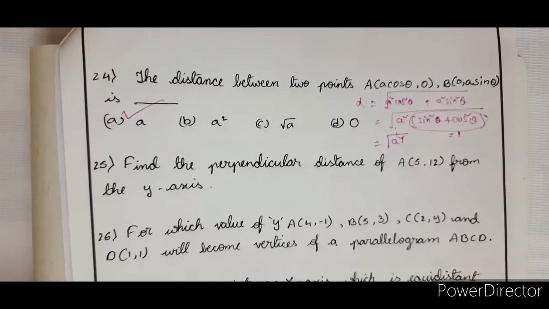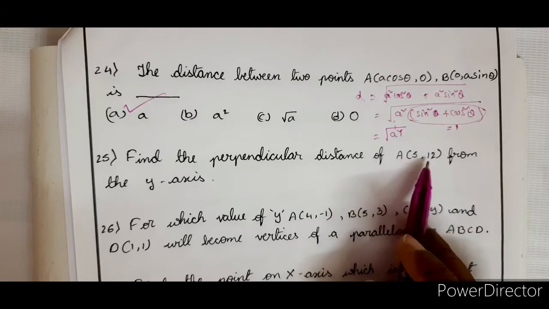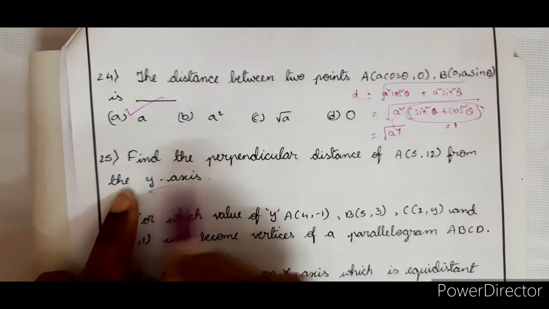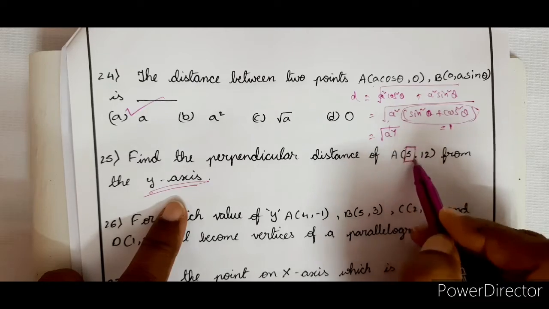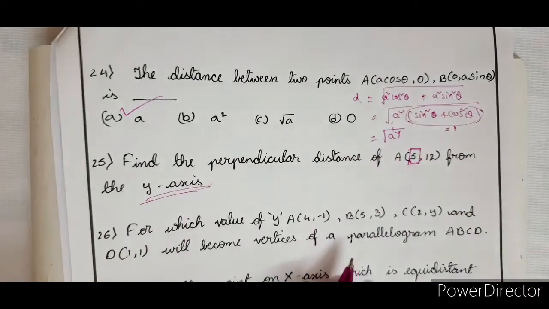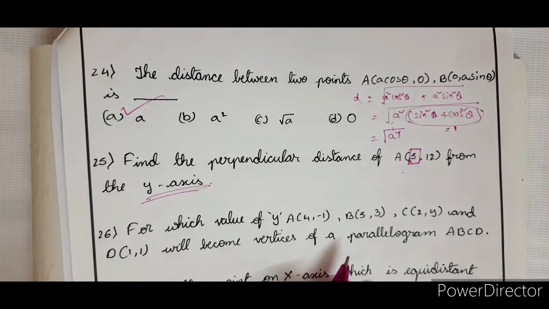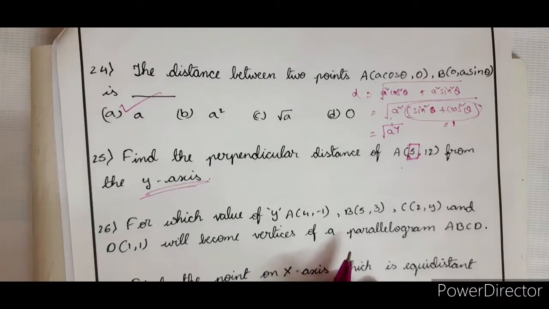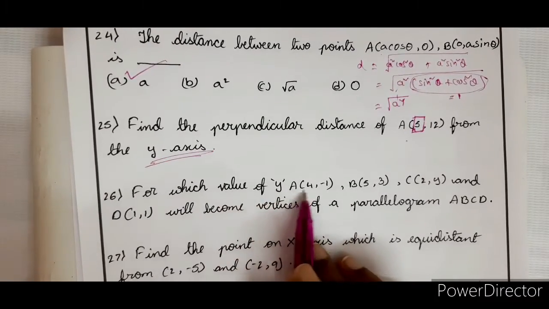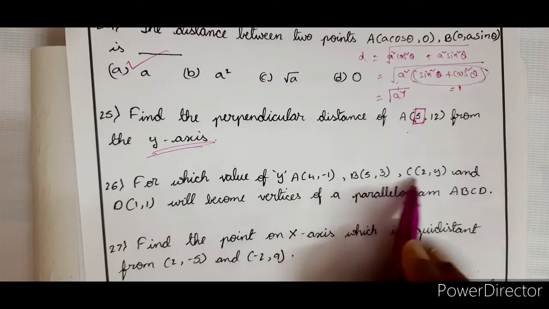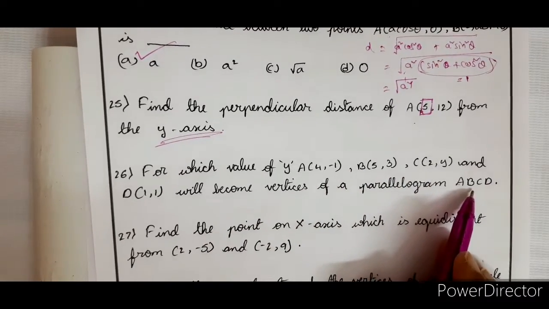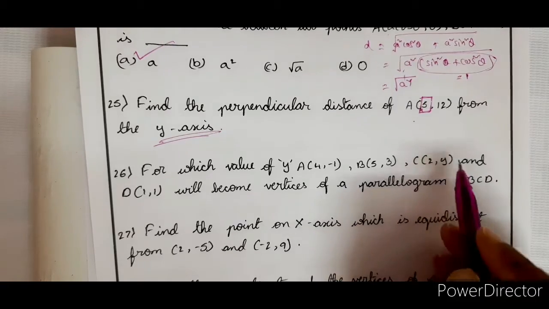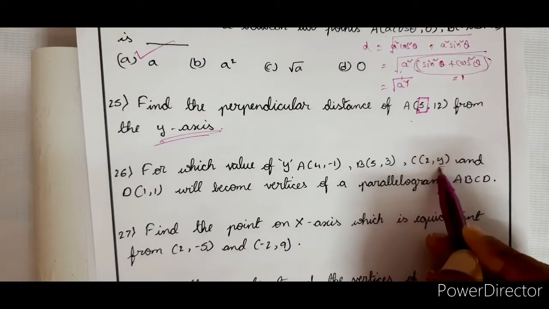Now find the perpendicular distance of A(5, 12) from the y-axis. Always, distance from the y-axis means the x value. Distance from the y-axis means the x value. Right. Now for which value of y will A(4, minus 1) and so on become the vertices of a parallelogram ABCD? Here again you have to find the y value.